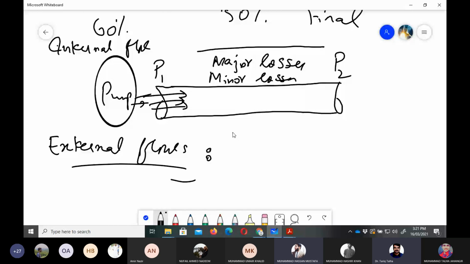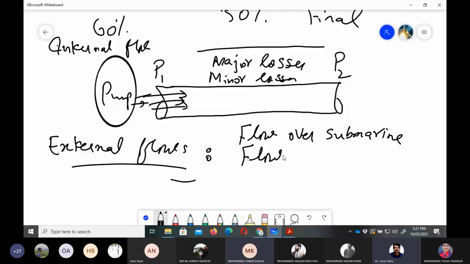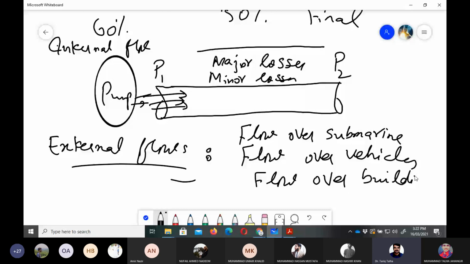Submarines. Absolutely, flow over submarines, flow over any vehicle, whether that is a ground vehicle or an aero vehicle like an aeroplane, your car, bus, or flow over buildings, airflow over buildings. All of those flows are called external flows.